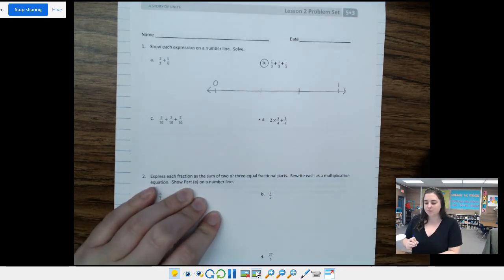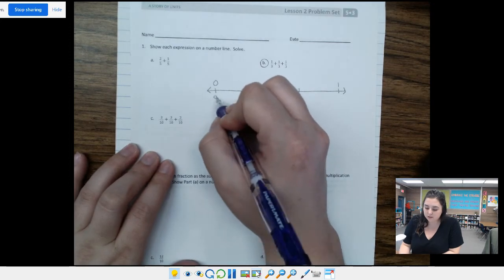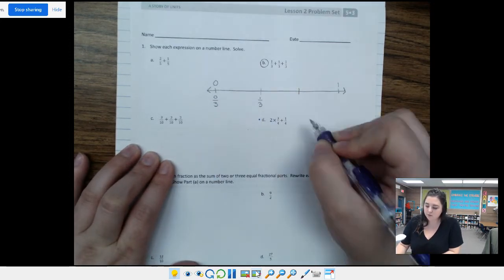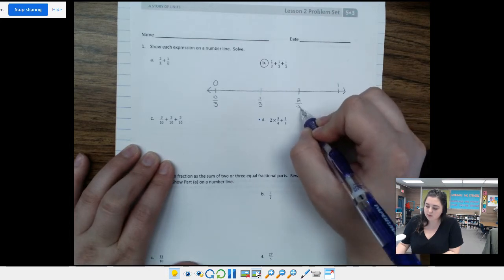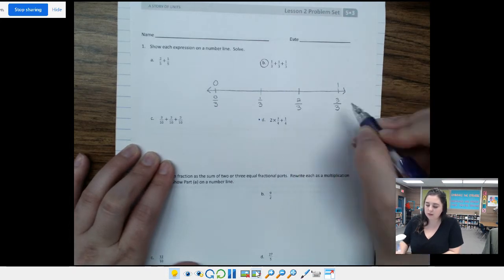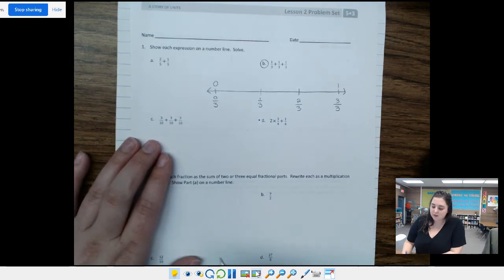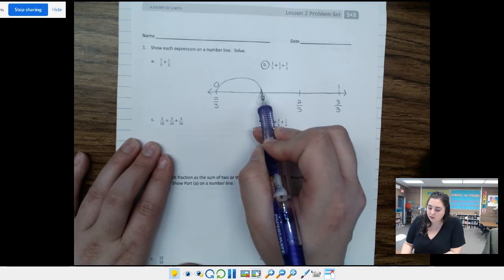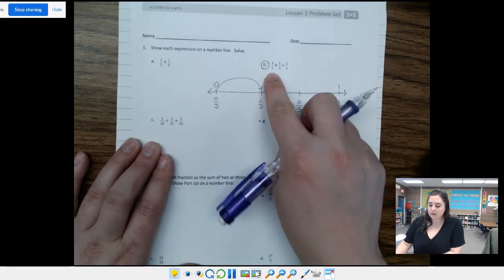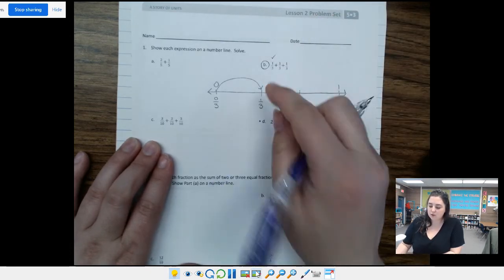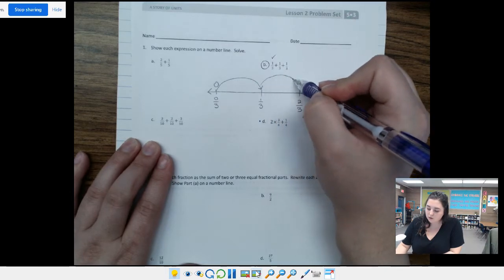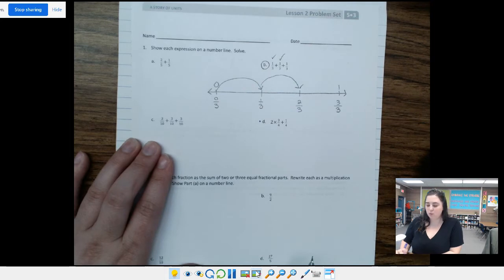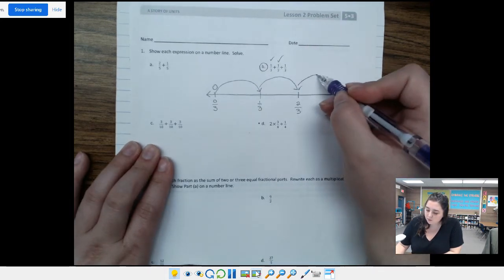There we go. So now I would have 0 thirds here, 1 third, 2 thirds, and 3 thirds. So let's start at 0 thirds. Jump. Here would be 1 third. Done with this one. Let's do the next one. Jump. There we go. I did the second one. One last one. Jump.